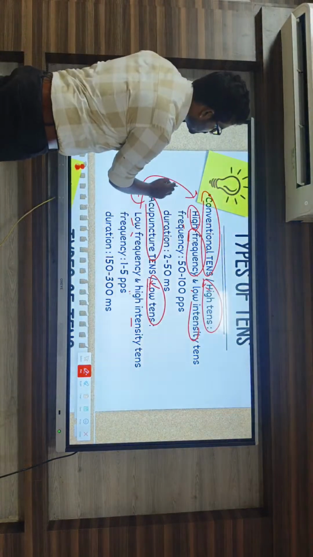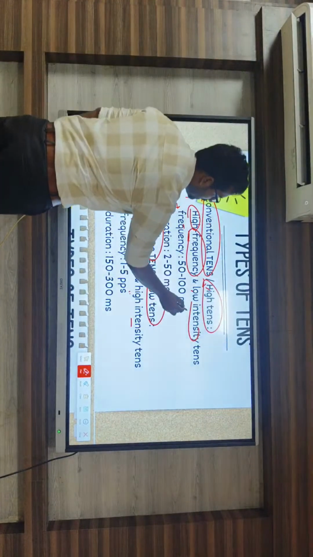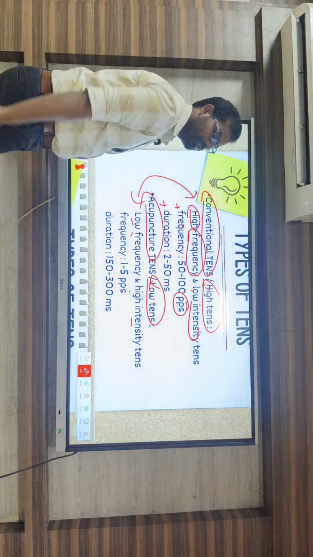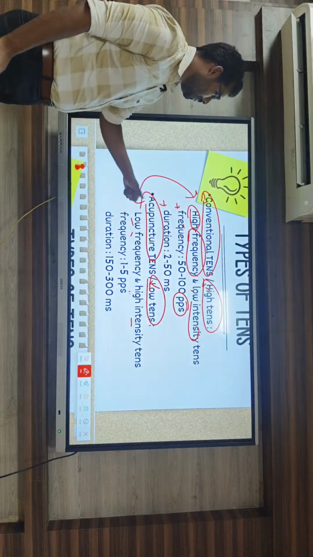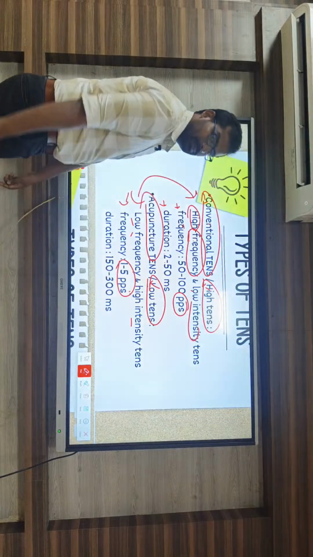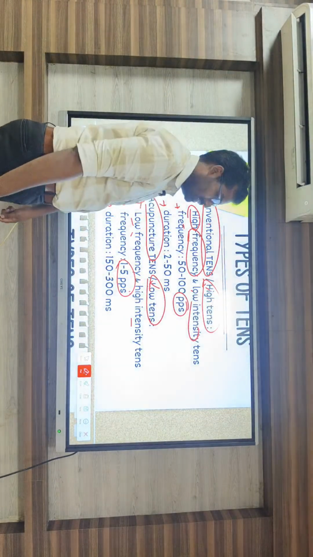So under the conventional TENS, the frequencies are 50 to 100 pps. PPS is nothing but pulse per second. Here the duration is 2 to 50 milliseconds. That is the conventional TENS. Coming to the acupuncture, the frequencies are 1 to 5 pulse per second and the durations are 150 to 300 milliseconds.